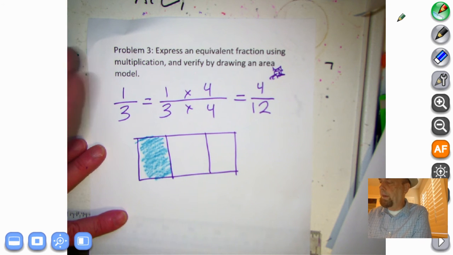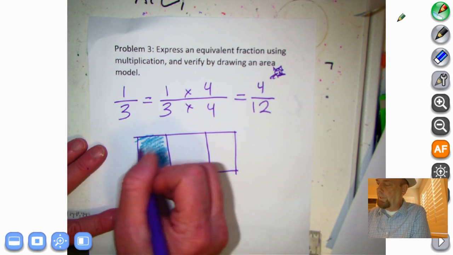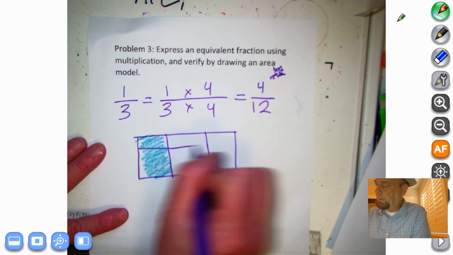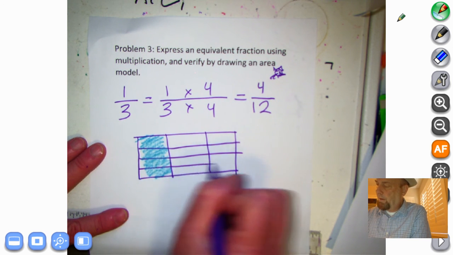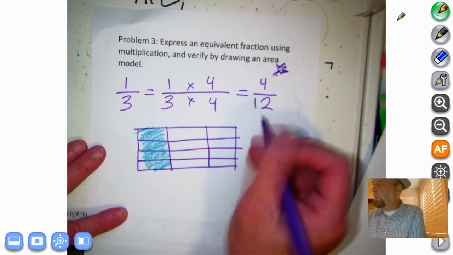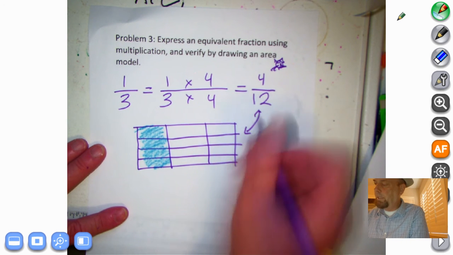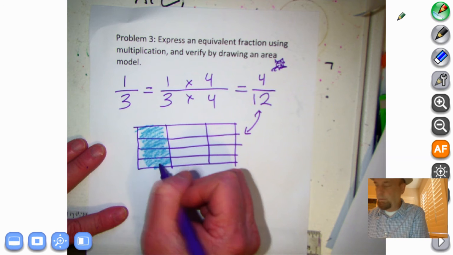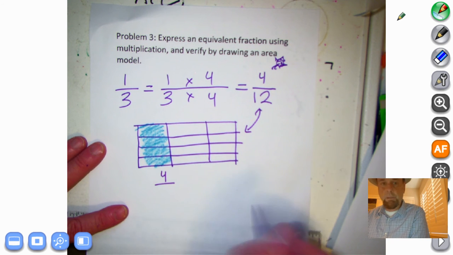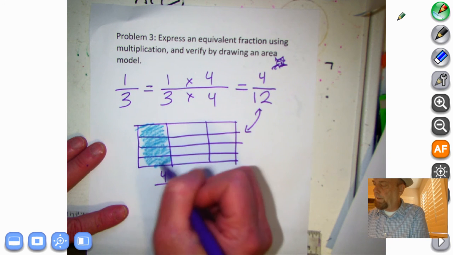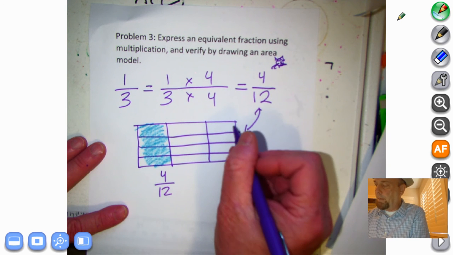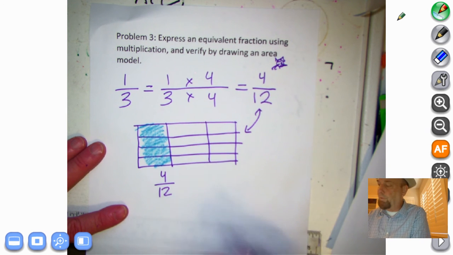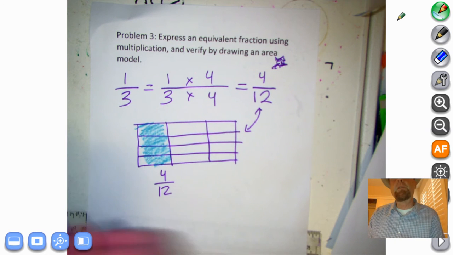So let's start with our 1/3. There's our 1/3, right? Now we're going to multiply it by 4, so let's cut it once, twice, and 3 and 4. What do we wind up with? Do we wind up with 4/12? Let's see. 1, 2, 3, 4. That's my numerator. What's my denominator? 1, 2, 3, 4, 5, 6, 7, 8, 9, 10, 11, 12. Looks like it works. We could have counted by 3s, 3, 6, 9, 12, or by 4s, 4, 8, 12. So we wind up with 4/12.